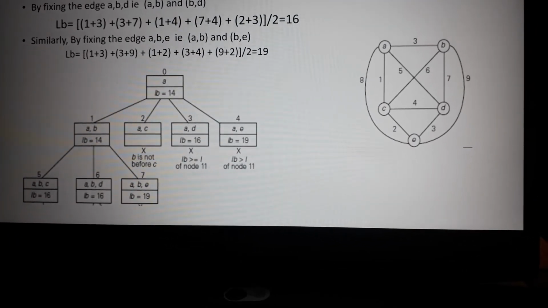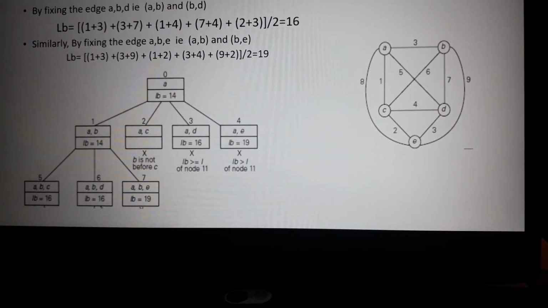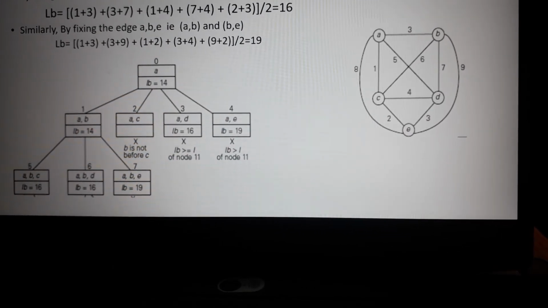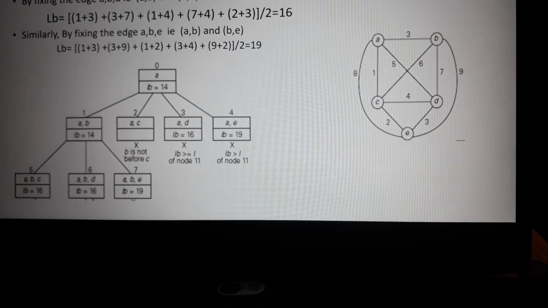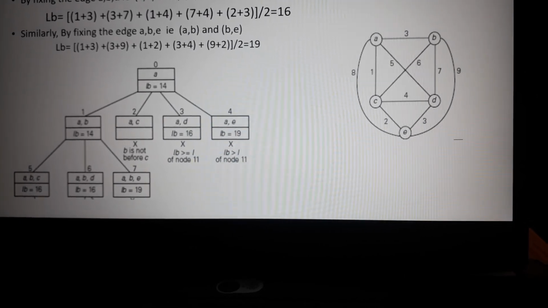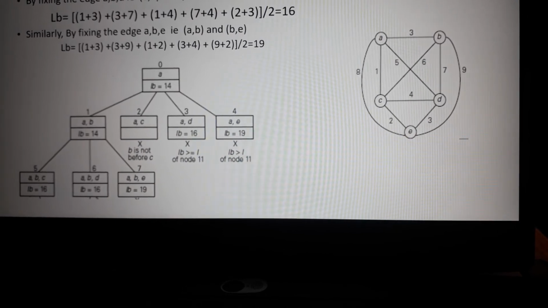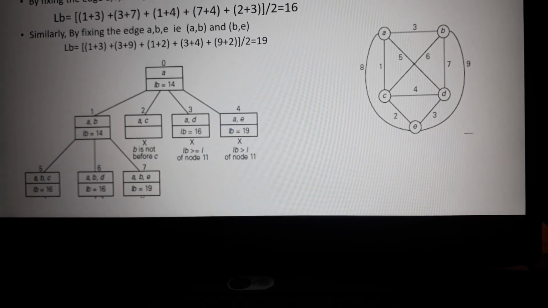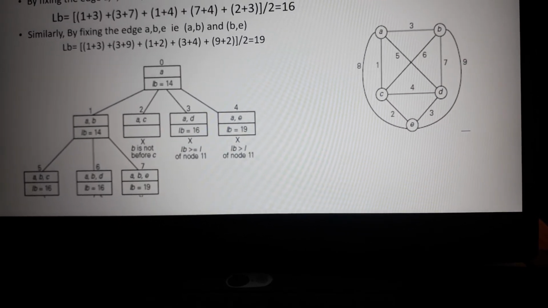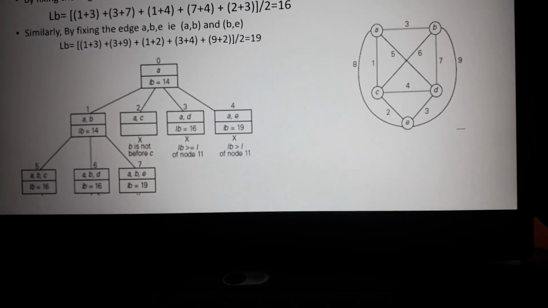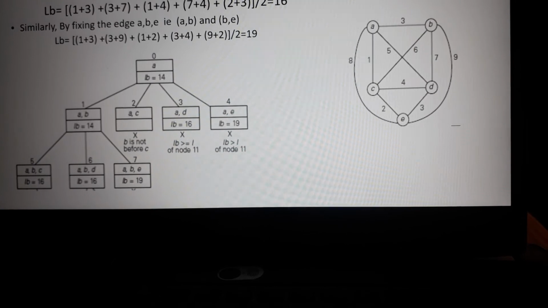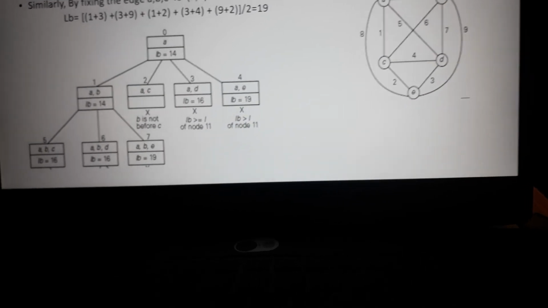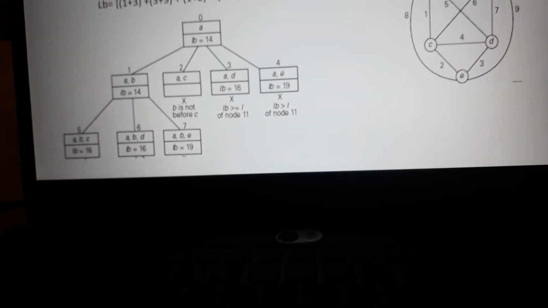Similarly by fixing the edge ABE, that is AB and BE, LB is equal to, by taking the two minimum cost edges, 1 plus 3 from A and from B 3 plus 9, as B and E is fixed, and 1 plus 2 from C, and 3 plus 4 from D, and 9 plus 2 from E. So the lower bound is equal to the sum of all the edges divided by 2, that is equal to 19. So we will construct the state space tree at level 2 as follows.